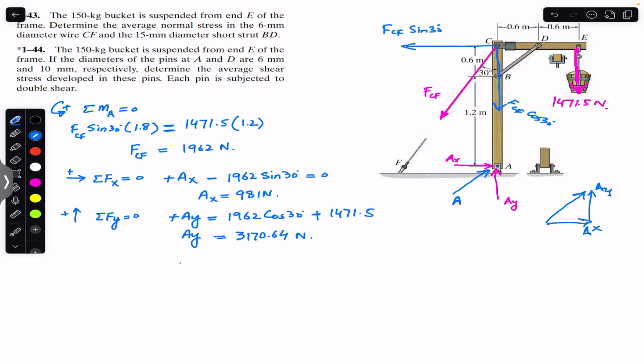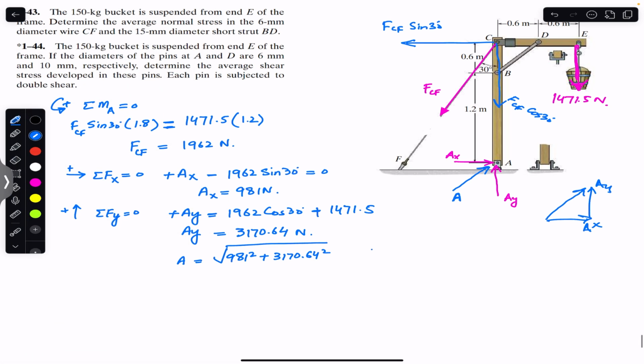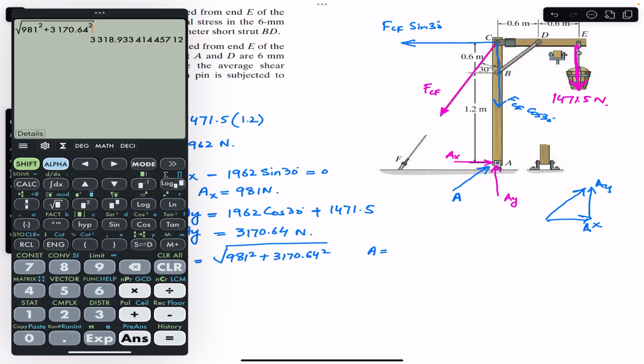The magnitude of the resultant will be the square root of AX square plus AY square. You can always use the Pythagoras theorem. These are the components of the resultant, AX and AY. So we can say 981 square plus 3170.64 square. This gives us 3318.93. So the resultant reaction force at A is 3318.93 Newton.